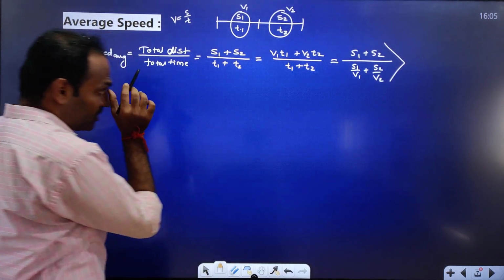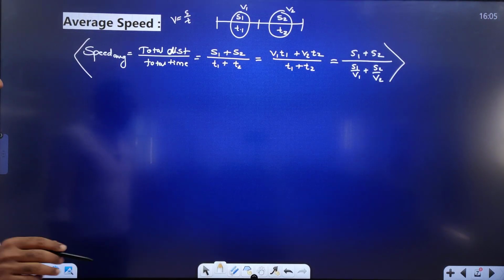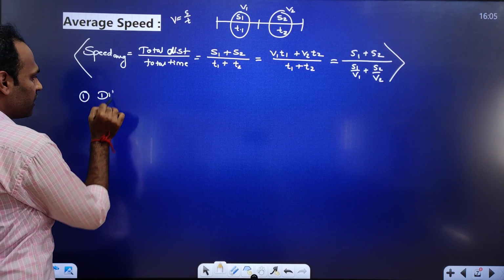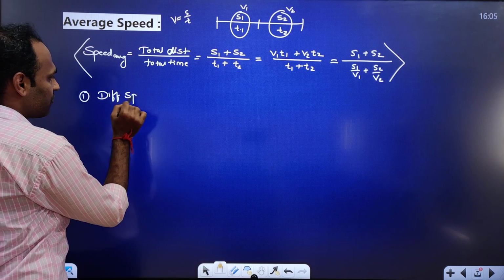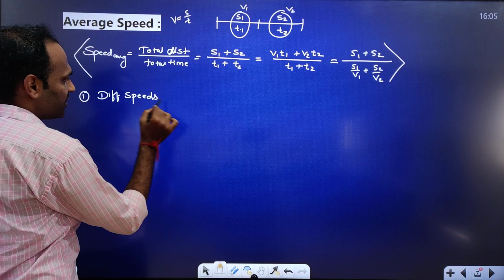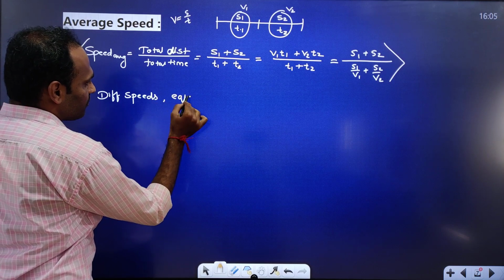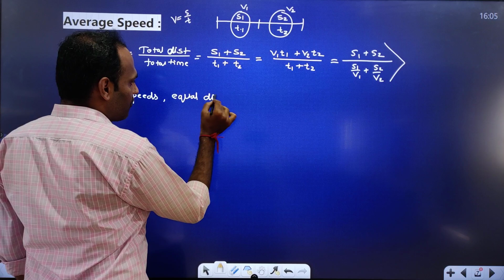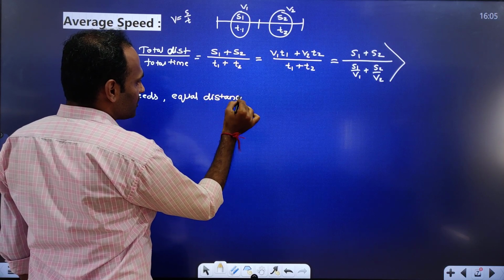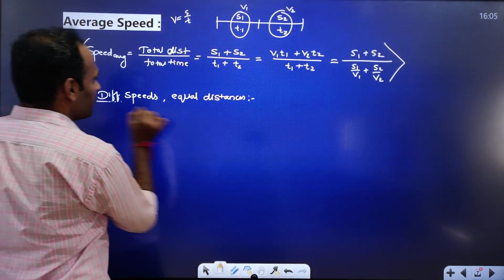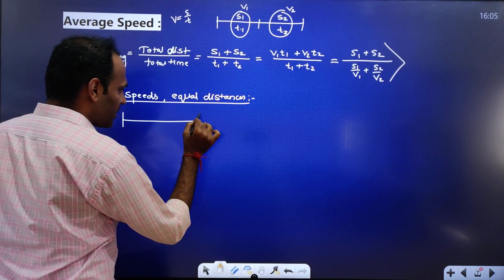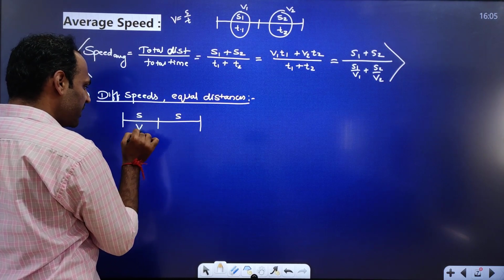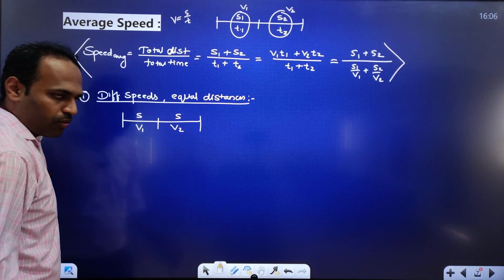So two special cases we will get. In that, first one is different speeds. If a body is traveling with different speeds, equal distances. If a body has covered equal distances with different speeds, equal distances, right? Okay, so it is like this. The distances are equal, distances covered are equal. Speeds are different, v1 and v2. We don't know about the time.